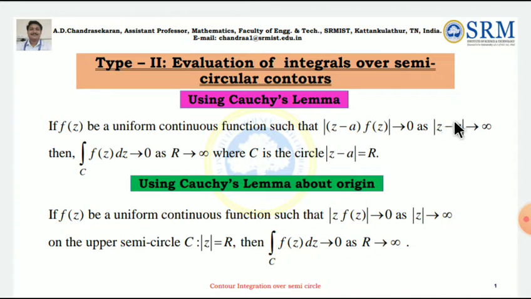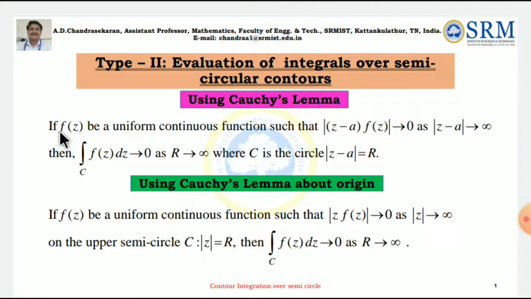The first statement is, in general, over the circle mod z minus a is equal to r. A is the center of the given circle and r is the radius. Now suppose the radius tends to infinity, what happens? That is the statement of Cauchy's lemma. Let us see the statement.